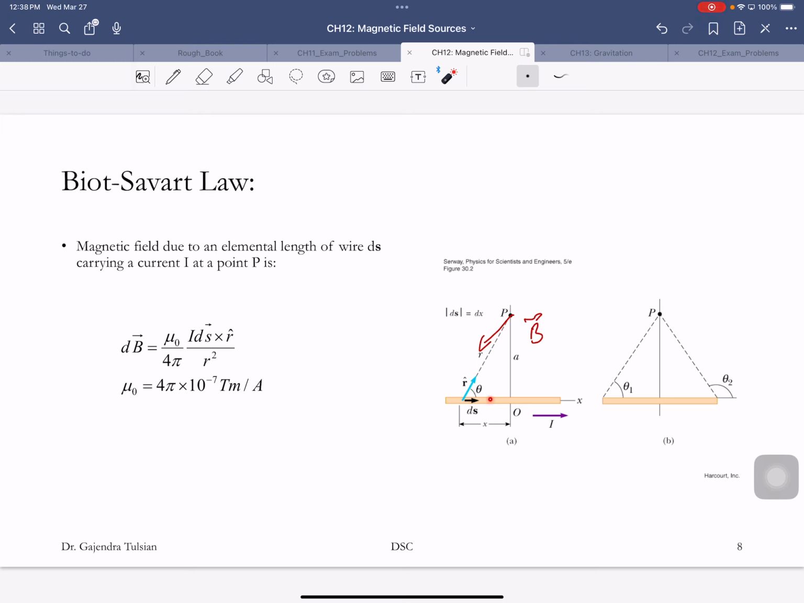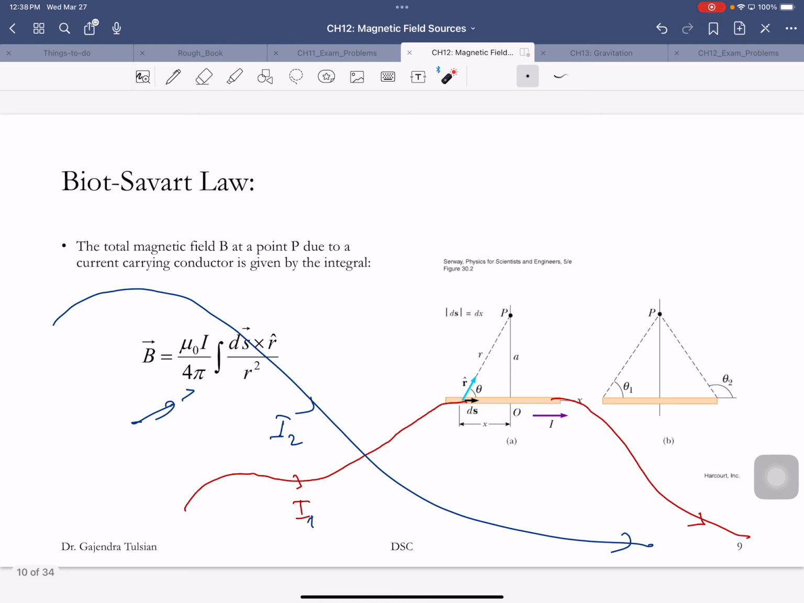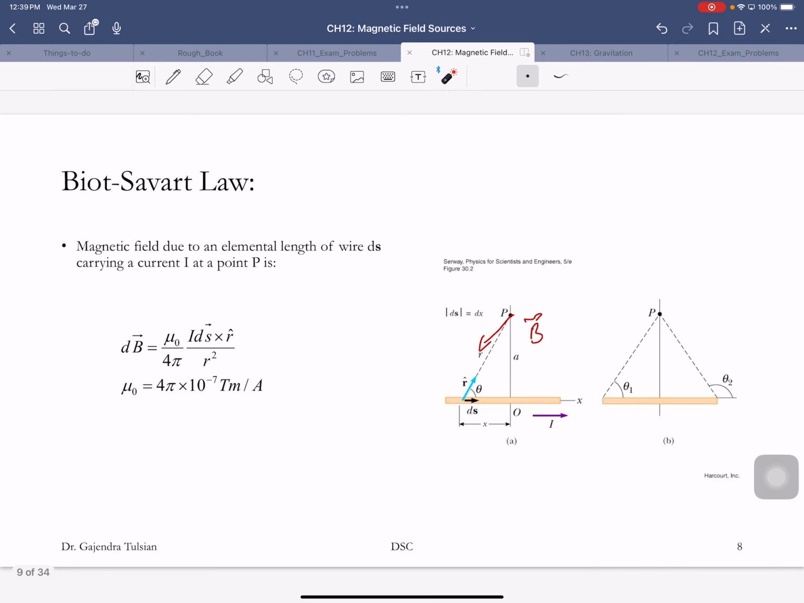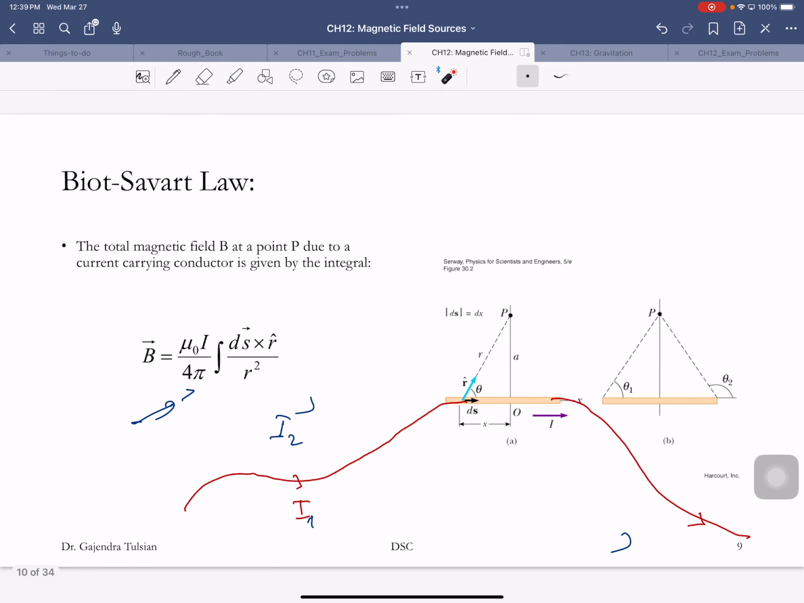And if you wanted the magnetic field due to the entire wire, you would add up all those elements, all those contributions. And that's that integral. We saw all of this last time. So ds cross r hat divided by r squared is that expression. That's the magnetic field produced by this element. And if you have a long wire like this, you would sum over all contributions due to all those elements, and that's an integral.